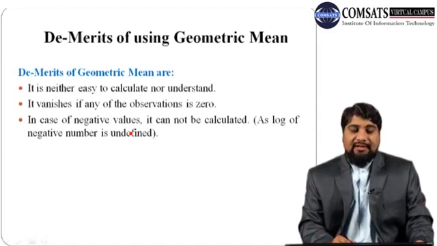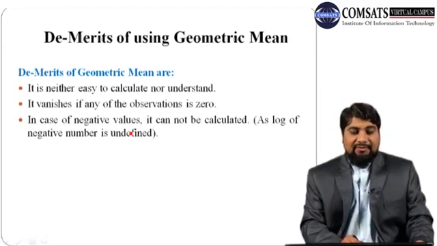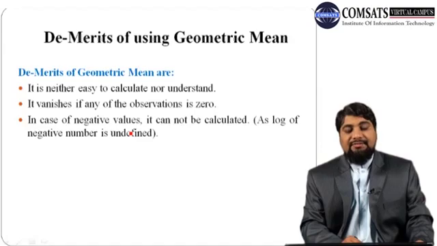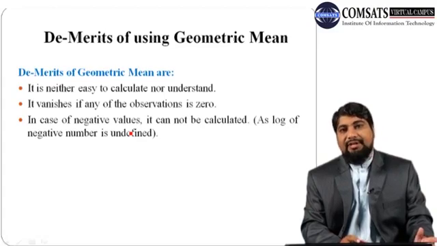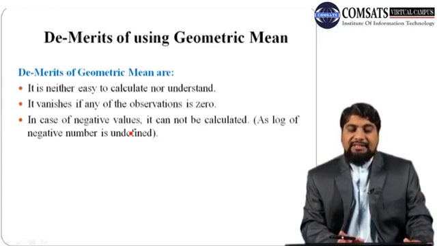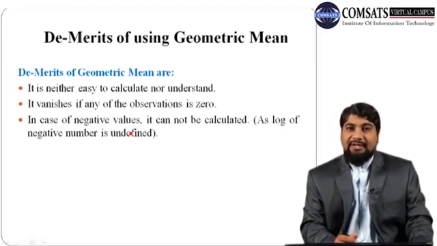So next we discuss some of the demerits of using geometric mean as a measure of central tendency. The first one is that it is neither easy to calculate nor understand. By the structure of the formula, we can see that it is comparatively complicated as compared to finding mode or median or mean. So we can say that it is comparatively less easy to calculate or understand. But overall, as we saw, it's not difficult to understand this formula.